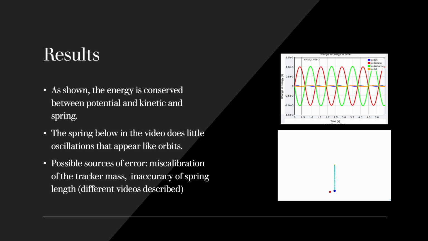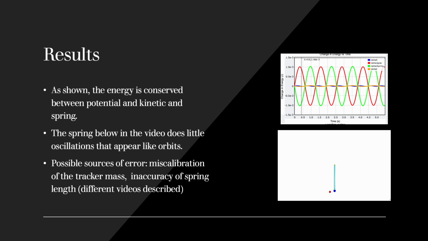So when coded with all the initial conditions into Python, the energy is shown to be conserved between potential, kinetic, and spring. As you can see here, when the dips and the peaks are all added together, they equal the total energy line, which is zero, or a change in energy line rather. The spring below in the video does little oscillations that appear like orbits, and they go in both the x and the y direction. So think of a ring going around in each direction.